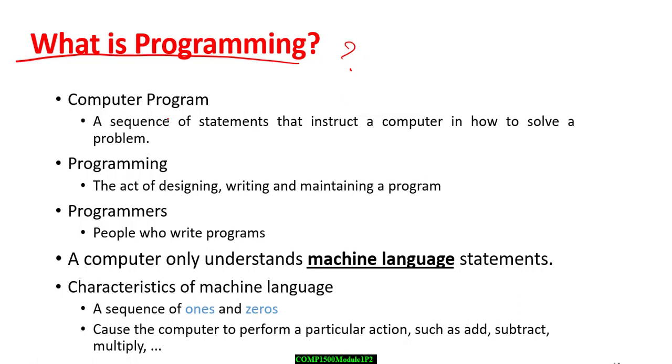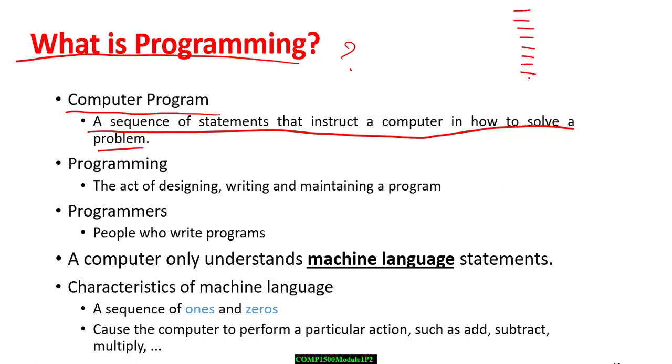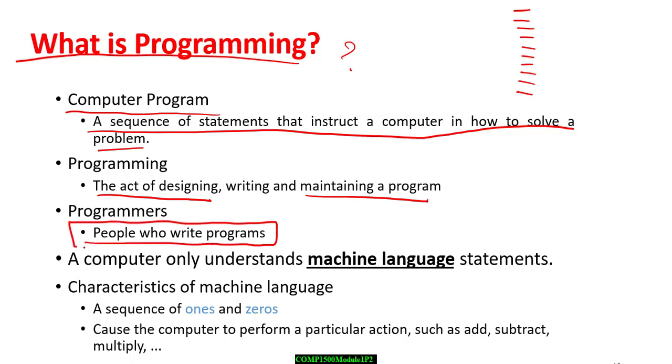So programming, or a computer program, is a sequence of statements that instructs the computer how to solve a certain problem. What do you mean by sequence? Sequence means instructions, lines after lines, sometimes thousands, sometimes millions of lines, telling a computer what to do. Programming is the act of designing and maintaining this program. How do you write the program? And programmers are the geeks, nerds who do all of this together.